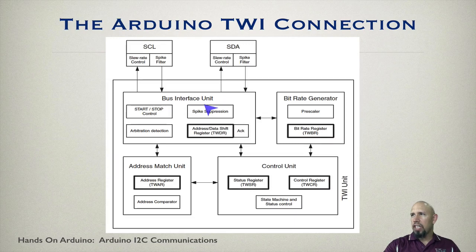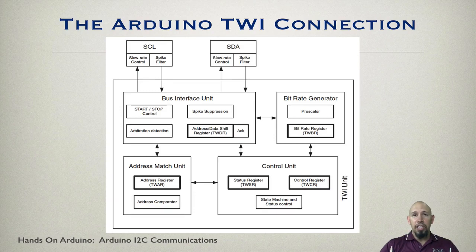That goes into a bus interface, which detects starting and stopping. It recognizes addresses. It has an address match unit to make sure that it has an address that it can recognize. It has a bitrate generator. This is actually the rate at which the communication takes place, and of course control units that set the various registers. So that's the basic idea.